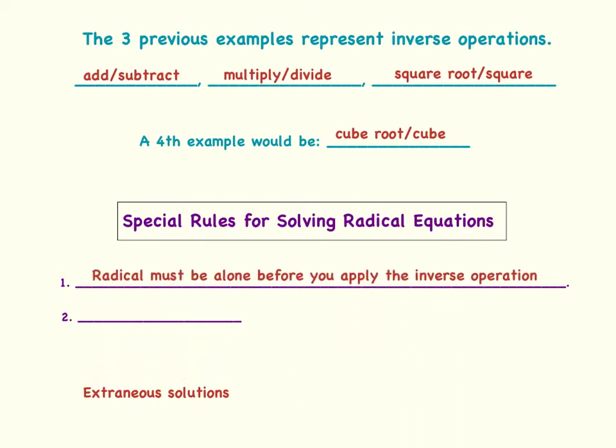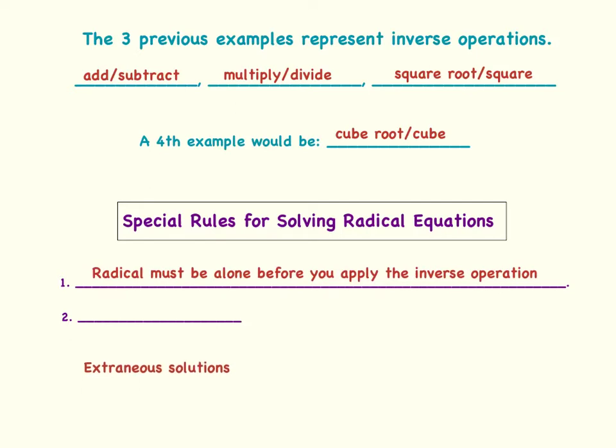Number 1, radicals must be alone before you apply the inverse operation. Now what that means is before you raise both sides of an equation to a power, you must isolate the radical. The second rule is to be aware of extraneous solutions. Now extraneous solutions may exist with radical equations. When we take the square root of a real number, we only want the principal square root, which cannot be negative. Therefore, you must check your solutions to determine if an extraneous solution exists.